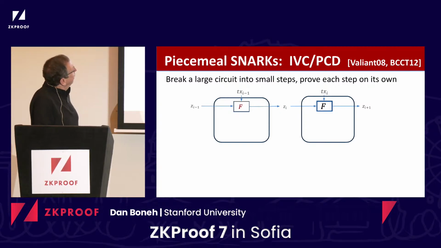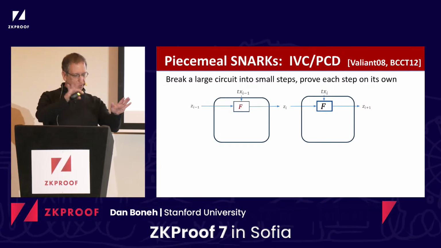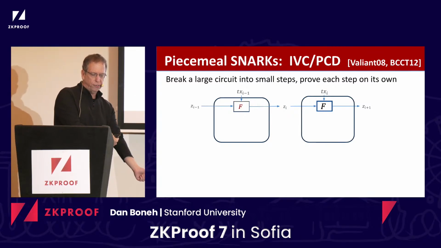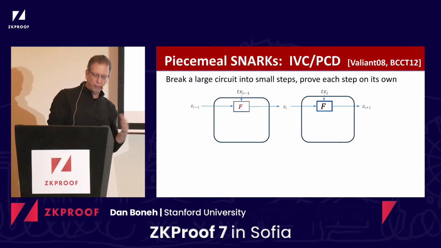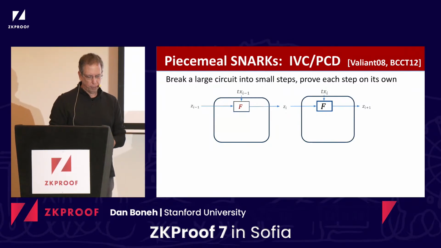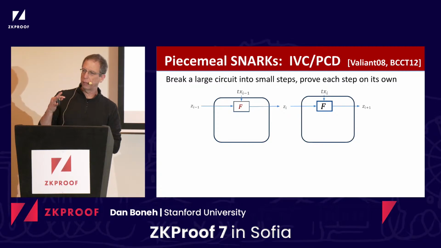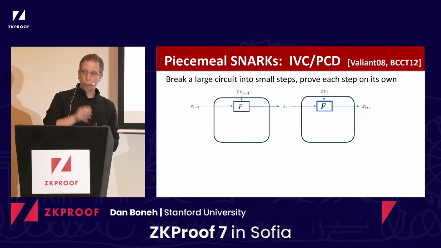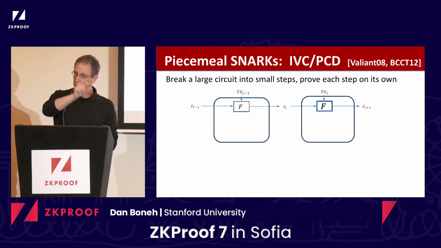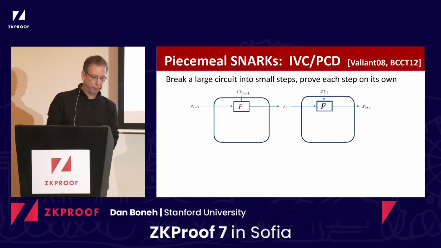All right, so I guess I have to start at the beginning. I didn't know exactly what level I should start at. So let me start at the beginning and let's talk about IVC and PCD. I like to call these incremental verifiable computation and proof-carrying data. I like to use the term piecemeal SNARKs for them. Really what we're doing is we're taking a very large statement that we want to prove, we break it up into small statements, and then we prove every small piece on its own. So I like to call these things piecemeal SNARKs.